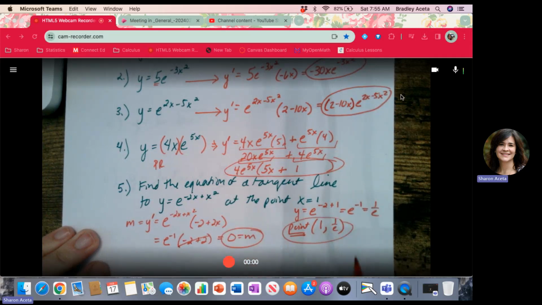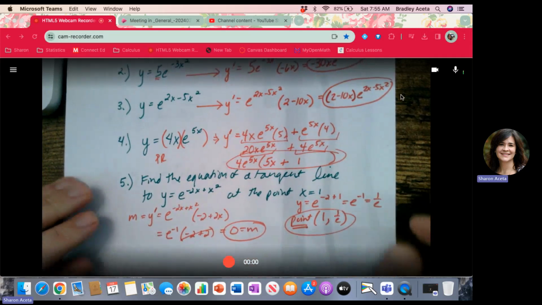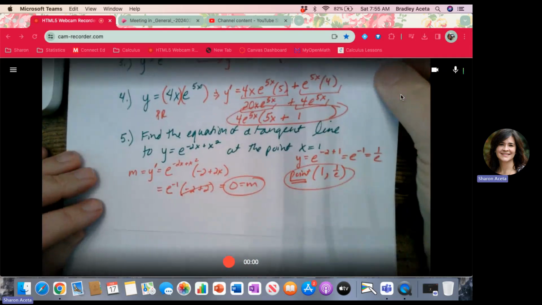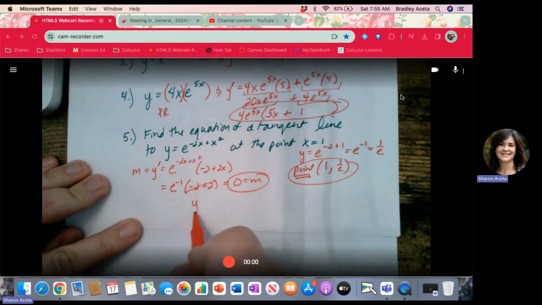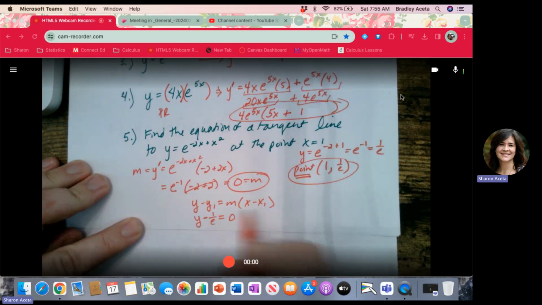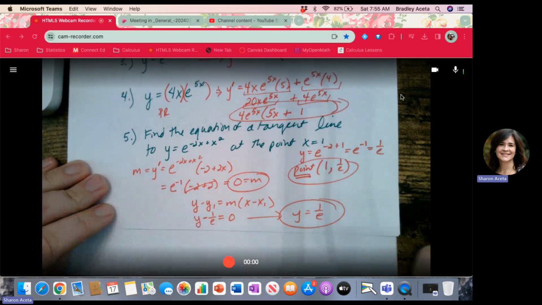So there's your slope. There's your point. Let's write an equation for the tangent line. And the equation would be y minus y1 equals m times x minus x1. So y minus 1 over e equals 0 times anything is 0. So another way to write it would just be y equals 1 over e. And then you're done.